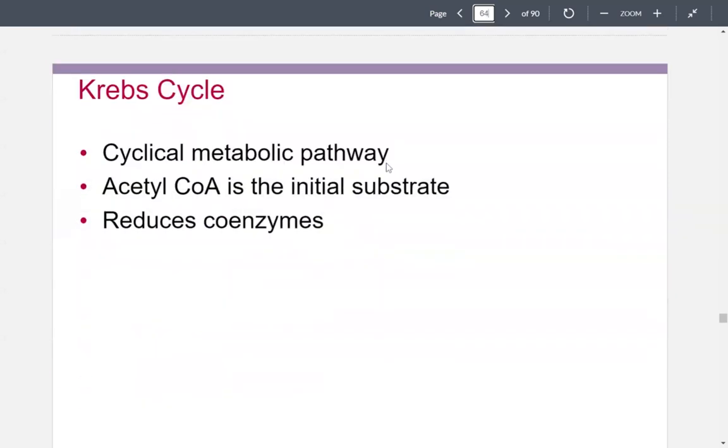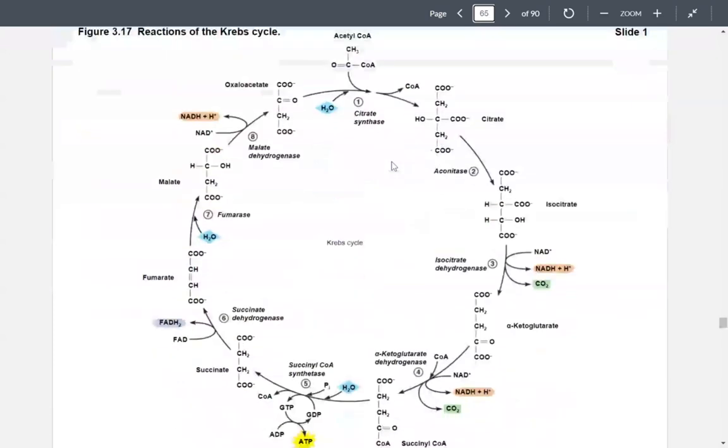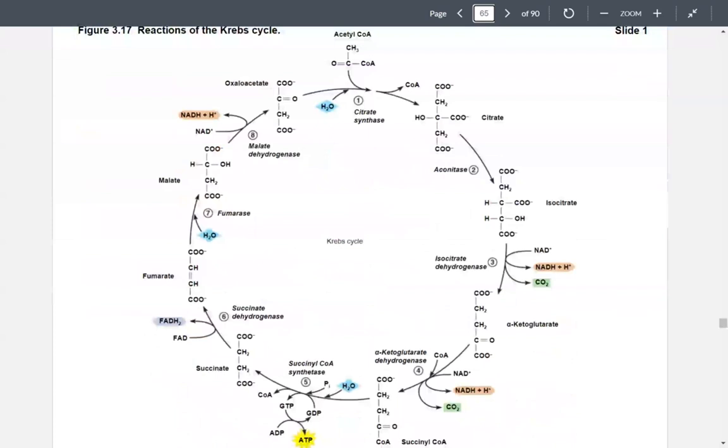Once we go into the Krebs cycle, this is cyclical. The acetyl-CoA is always the start of this cycle. It's our initial substrate. And we reduce coenzymes in various steps to get our energy and a whole bunch of other byproducts. The Krebs cycle is where, if we are using proteins or fatty acids for energy, they are going to go into the cycle here. And this is what it looks like.